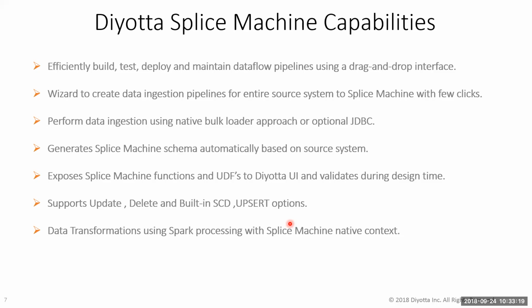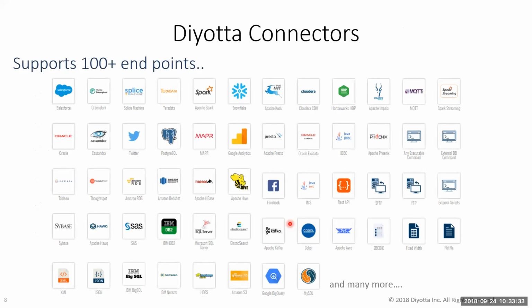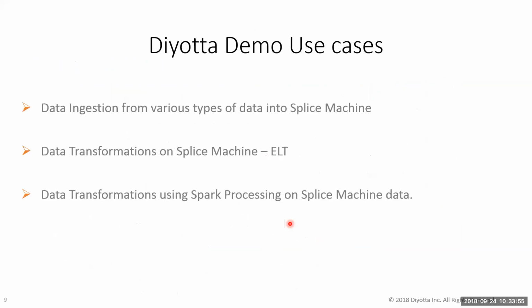We support update and delete, and we have built-in SCD and upsert options. We also have Spark processing, which works natively with Splice Machine in a native context. We support so many endpoints. We can bring the data from all these different endpoints to Splice Machine. You don't need to switch between different tools for talking to different systems. We have a one-stop solution where you can bring all types of data into Splice Machine or Hadoop. So with that, I'm going to jump onto the demo here.